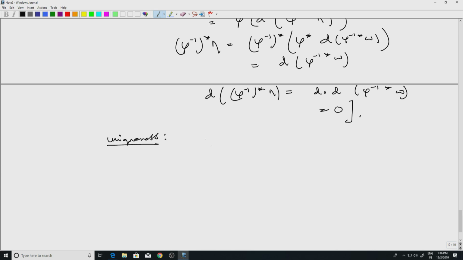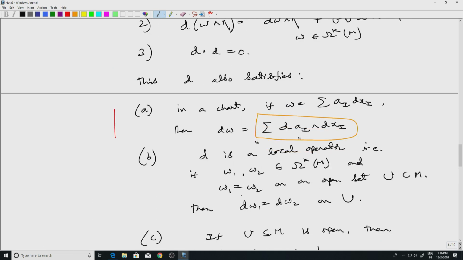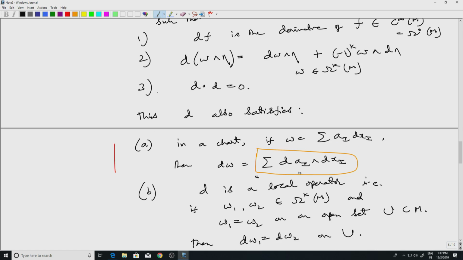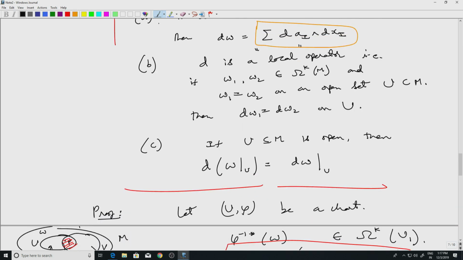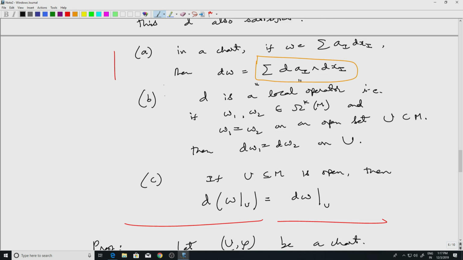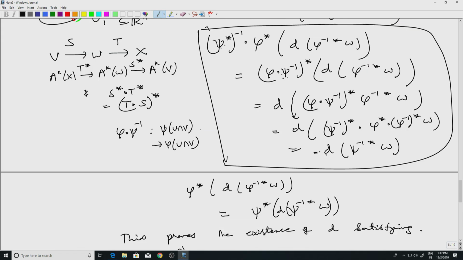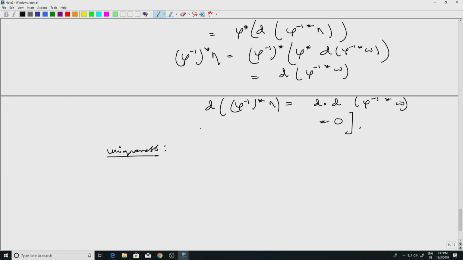In order to prove uniqueness, in the last class I said uniqueness follows from these 3 properties, which is true, but we would rather use these consequences of these properties, and then prove uniqueness. So note that D is local in the sense that we have defined earlier. Let omega 1 equal omega 2 on an open set U in M. We would like to show that d omega 1 equals d omega 2 on U.